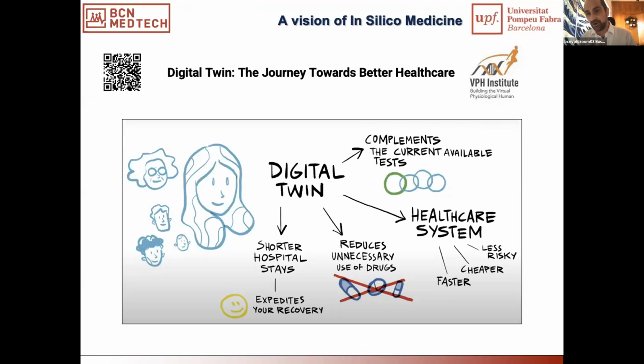basically assess what you cannot measure in your body. You can predict what could happen if you take a specific drug, if you behave in a specific manner, if you let your disease evolve alone during 20 years, or if you take preventive measures, etc. So the eventual vision of the digital twin is to complement currently available medical tests, to reduce unnecessary use of drugs, to allow shorter hospital stays and improve the recovery. And in the end, it aims to lead to a less risky, cheaper, and faster healthcare system.